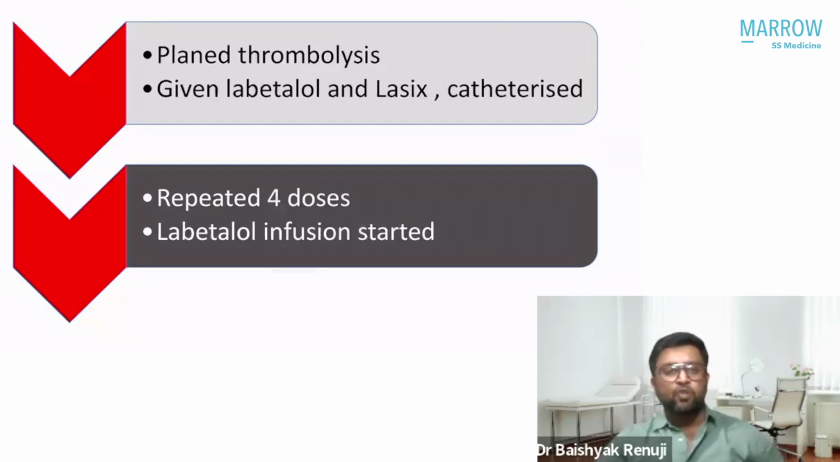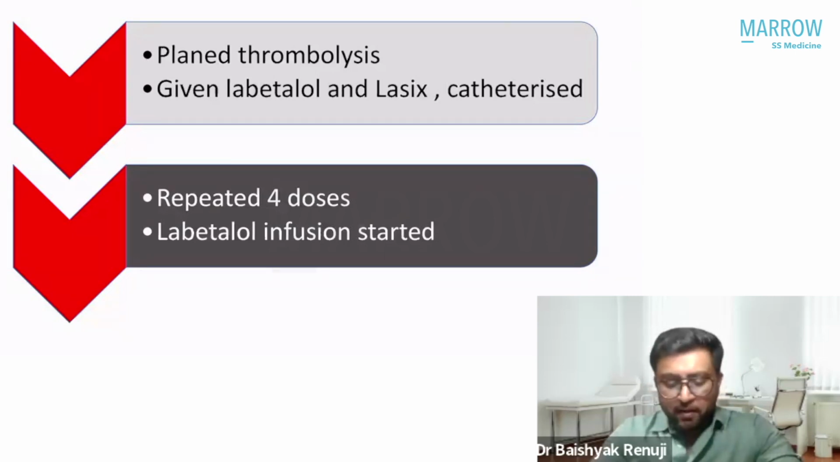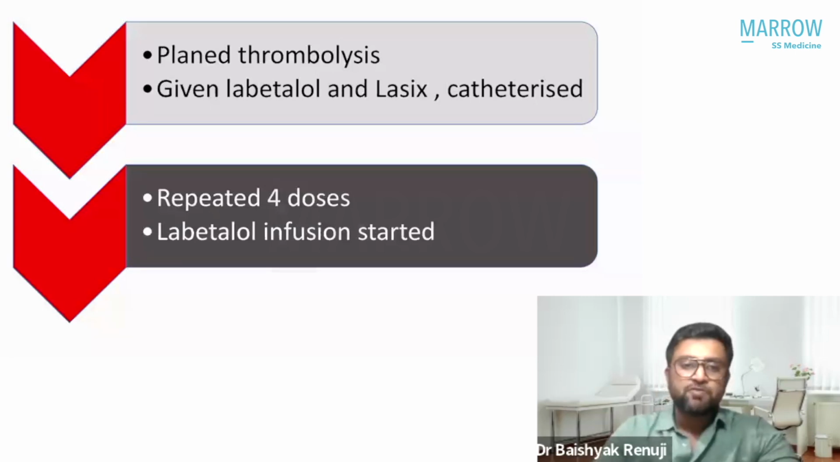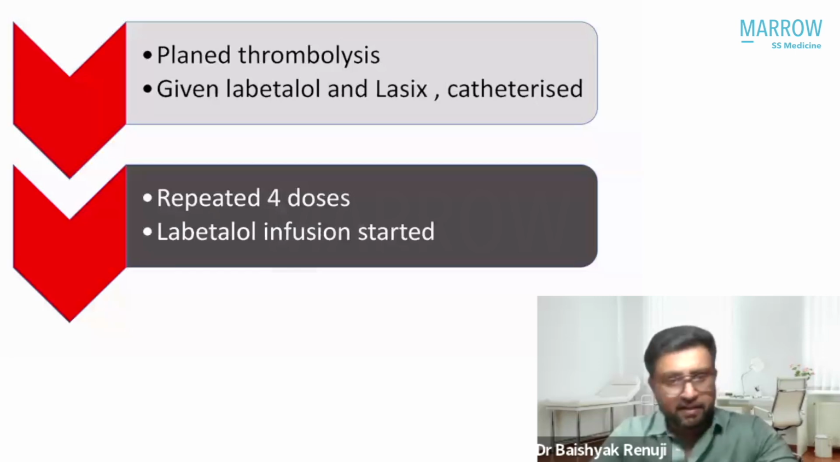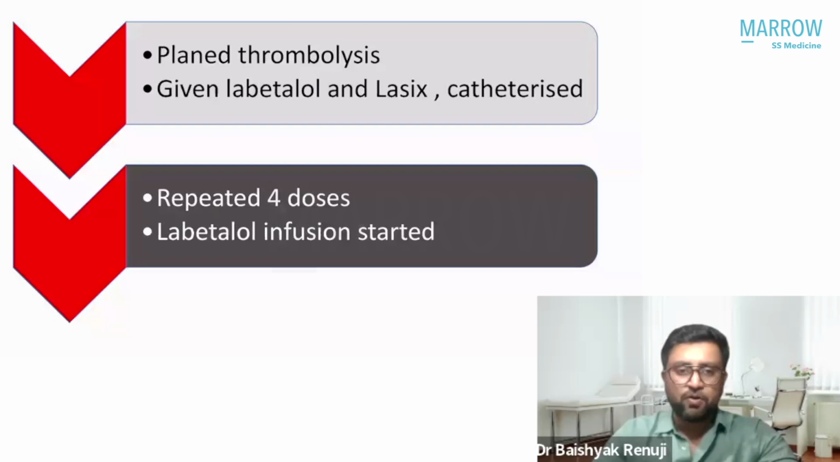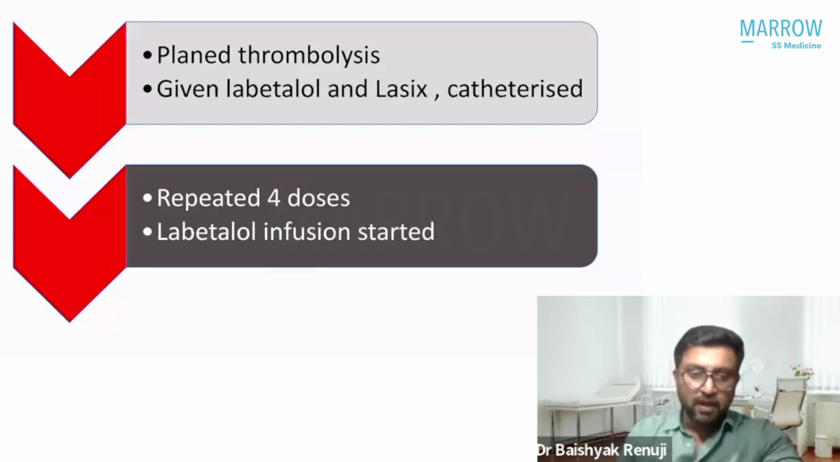So we planned for thrombolysis, explained to the bystander, and our neurointerventionist was also kept ready. After lysis, we planned that we start lysis, shift to the cath lab and do a DSA then and there, and if needed, we'll do a thrombectomy. That was the plan. But the patient's BP was very high, 240 over 120. We had given labetalol, we had given Lasix, catheterization, multiple doses of labetalol, not improving. BP was not coming down. We started labetalol infusion and even NTG infusion because it was not coming down.